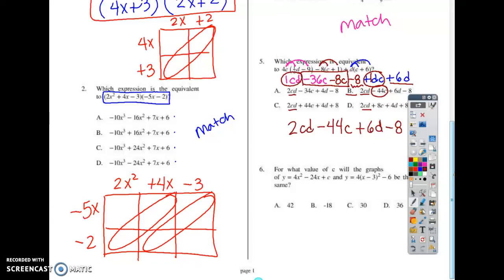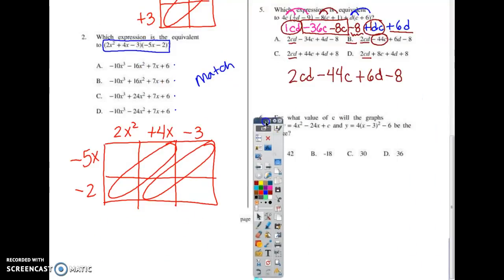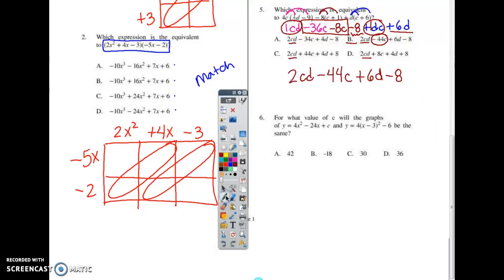Problem number 6. It says, for what value of C, so what do I need to put in there so that both of these equations are the same? So that means these would be your C's. So we can do two things. We can do it by hand, which I'll help you with in just a little bit, or we can put it in decimals. So what would you put in decimals?